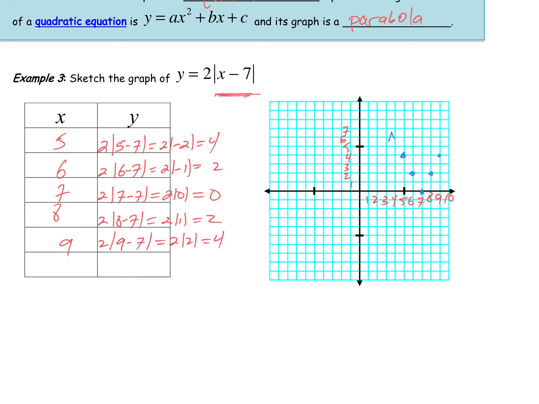And I'm going to connect these points with a nice smooth curve. And I'm going to put arrows on the ends because this graph actually continues on forever. And I hope you remember from previous math classes that an absolute value graph is a V. So this is a V-shaped curve, as opposed to a quadratic, which is a U-shaped parabola.